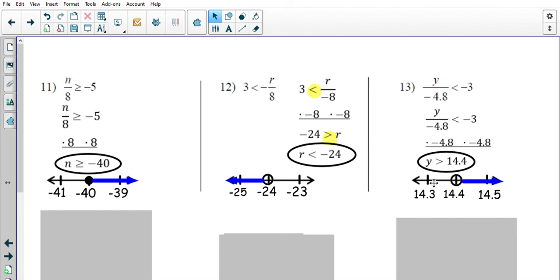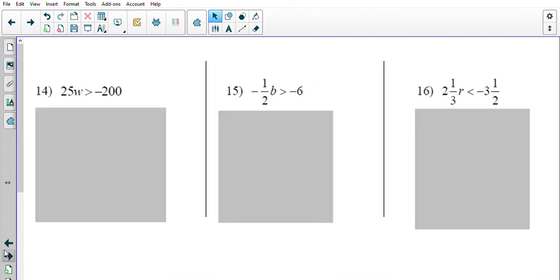So I've got 14.3, 14.4, 14.5. Open circle in this case. Because it's y is greater than 14.4, I shade to the right. All right, let's take it home with our last 3 problems, and then I have a few for you to try independently. We'll see more of these tomorrow, though, too.